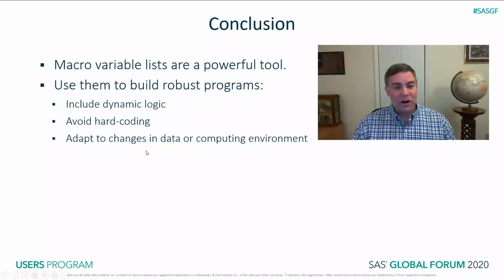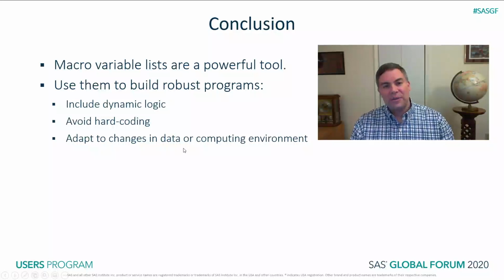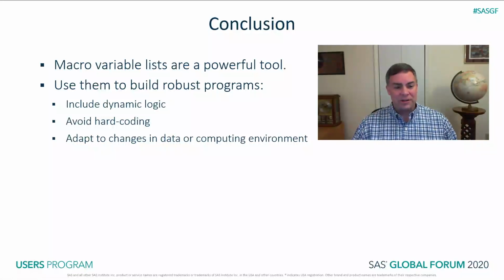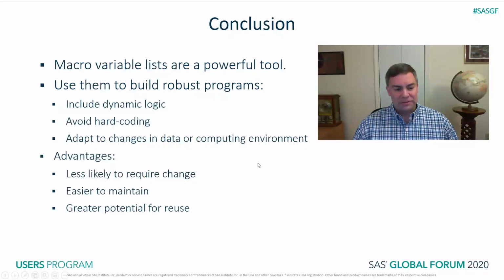I like to avoid hard coding because hard coding makes my code more difficult to reuse and more difficult to maintain. And I like to have code that adapts to changes in the data or changes in my computing environment. And that's what macro variable lists allow us to do. Hopefully, you've found something useful here that you can use in your work.